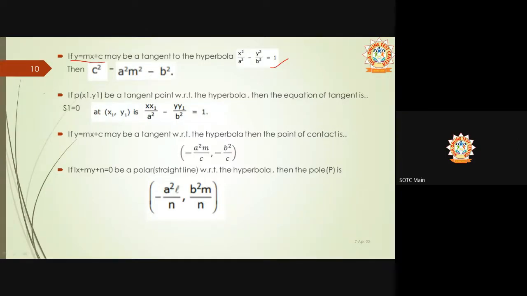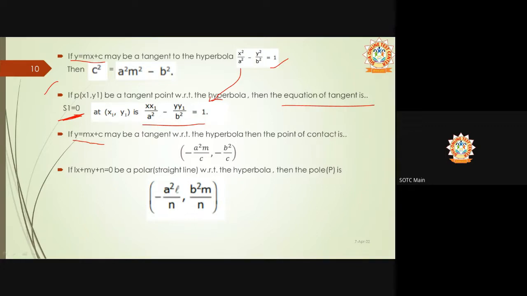Next, if P of x1 y1 is a point on the hyperbola, then the equation of tangent. So we already know the equation of tangent is nothing but what? Where S1 is 0, right? So just making S1 is 0 from this equation, that is x into x1 by a square minus y into y1 by b square is equal to 1. Next, if y is equal to mx plus c may be a tangent with respect to the hyperbola, then the point of contact is minus a square m by c comma minus b square by c.